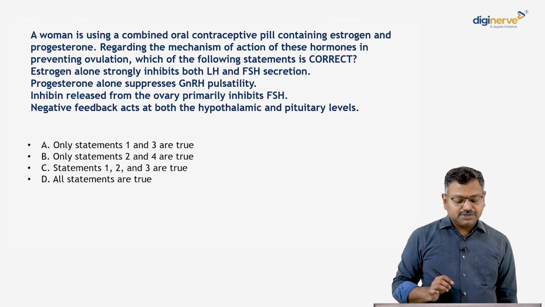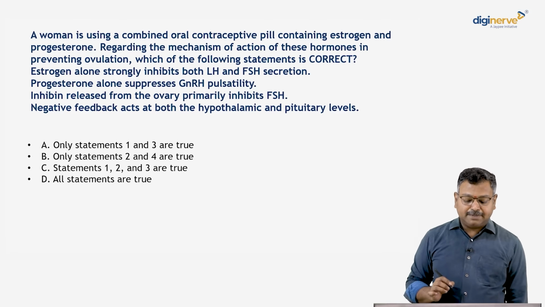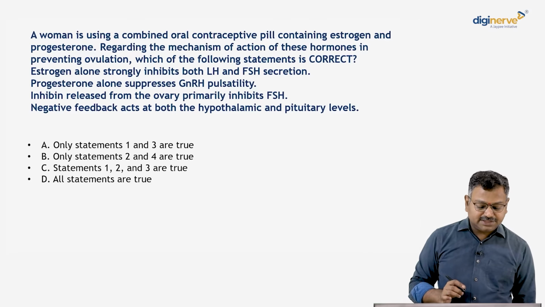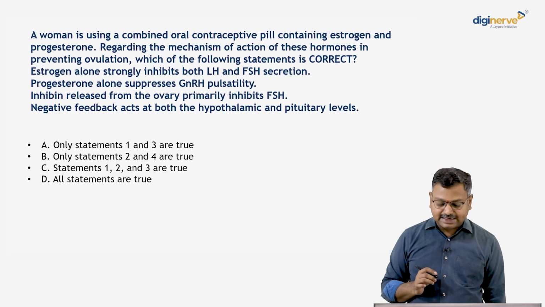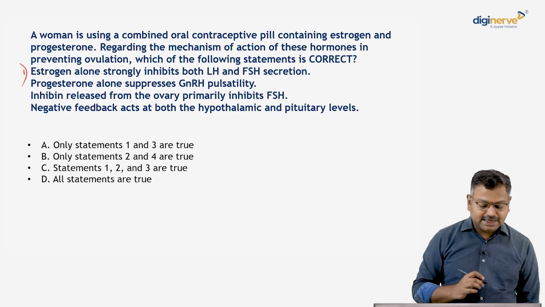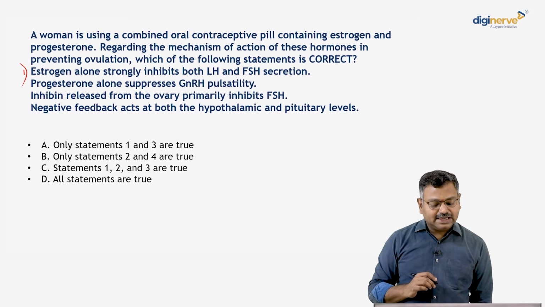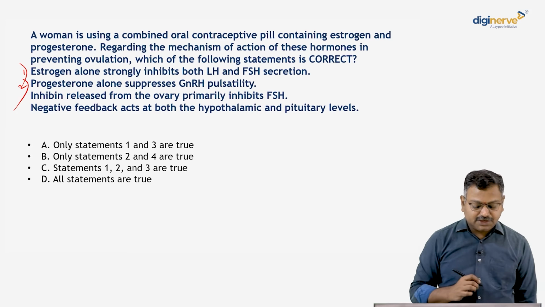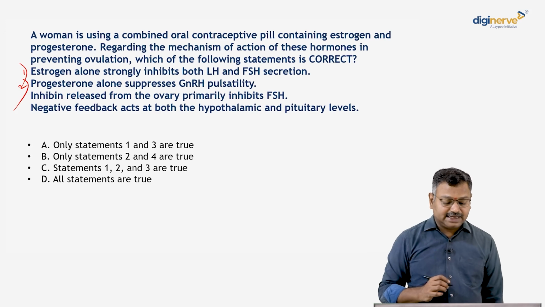A woman using an oral contraceptive pill, which is combined estrogen and progesterone, regarding the mechanism of actions of these hormones preventing ovulation, which of the following statements is correct? So they have given 4 statements there. The first statement states that estrogen alone strongly inhibits LH and FSH secretion. Second is progesterone alone suppresses GnRH pulsatility.